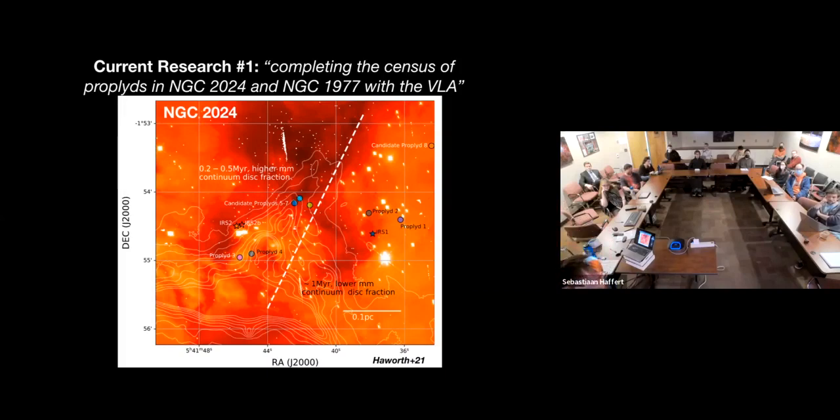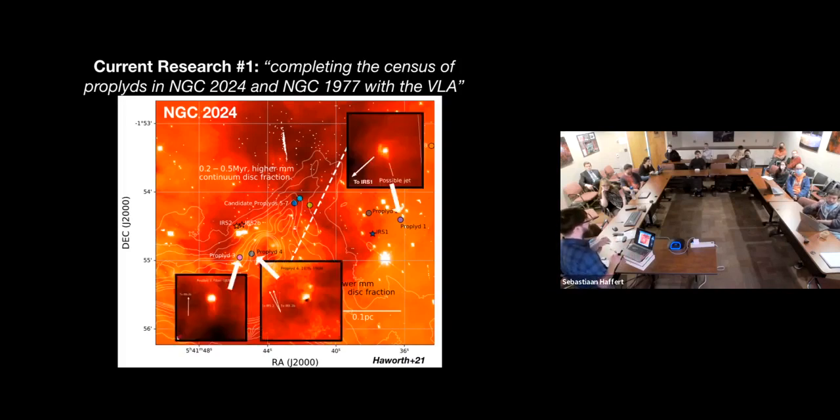So NGC 2024 is thought to be the youngest cluster in all of Orion, with an age of less than 500,000 years. And NGC 1977 is thought to be an intermediately irradiated cluster, having a UV environment that's stronger than the environments of lower mass star forming regions, but also weaker than that of the ONC. And recently, candidate proplyds were found in both of these young stellar clusters, raising the possibility that external photoevaporation is operating even at early evolutionary times, as well as in these intermediately irradiated clusters.